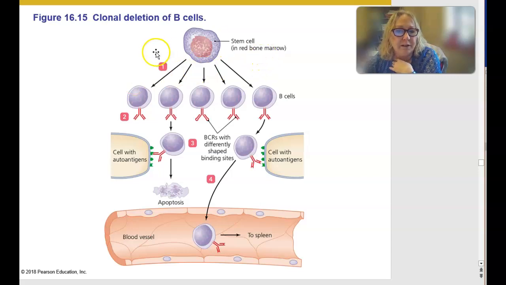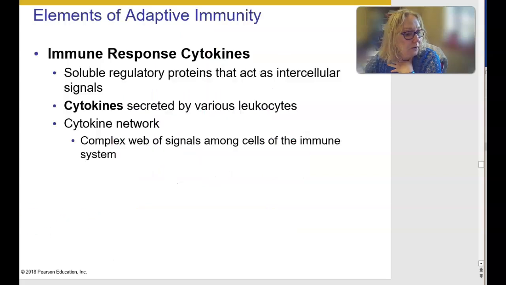Here's, again, the clonal deletion of B cells. You've got a stem cell going to school, right? Here are all the B cells. If it binds with self, it gets apoptosed. If it binds with an antigen, it gets sent into the blood vessel, into the spleen, and cruises around looking for the little antigen that it's looking for. Okay.